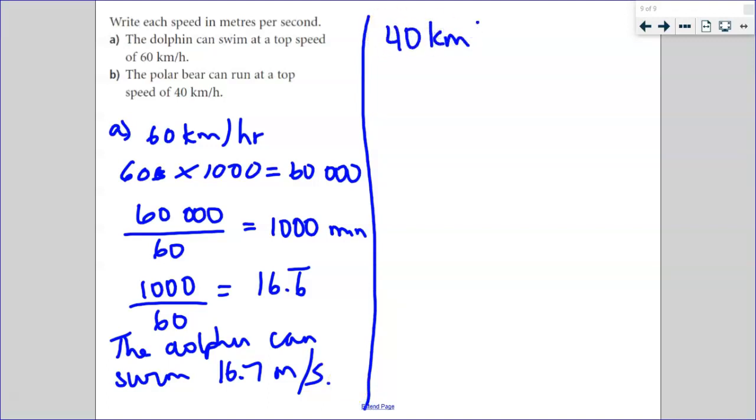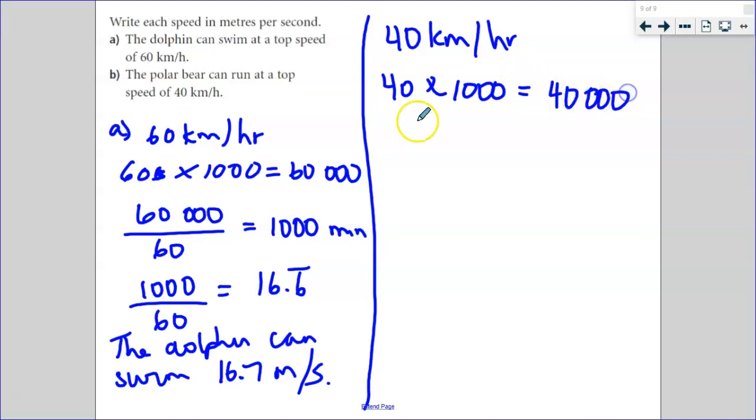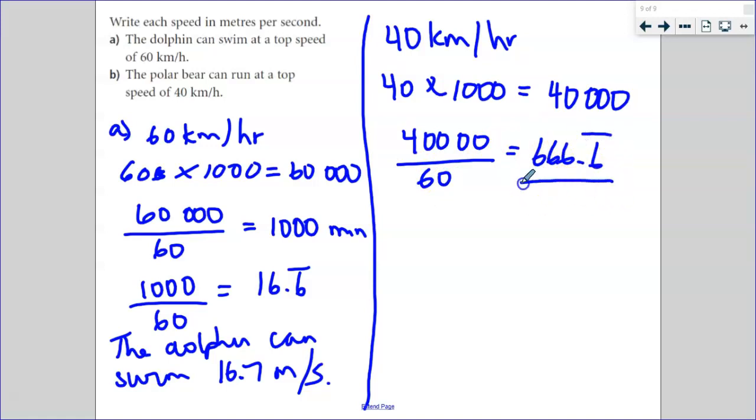All right, now the polar bear, he runs at top speeds of 40 kilometers per hour. Same steps, right? Because we want to get to meters per second. So here we're going to take 40 and times it by 1,000. That'll give us our meters because it was in kilometers, right? Then we're going to take that and divide it by 60, which will give us 666.6. And again, divide that by 60. I'm just skipping a step here. I could rewrite this, but we'll make this a little quicker. And that's going to give us 11.1 meters per second. And then you would just write out the sentence again, and you'd have the answer. The polar bear can run 11.1 meters per second.